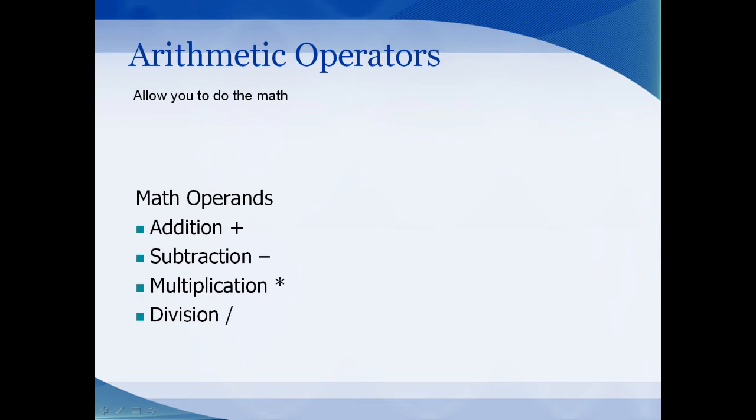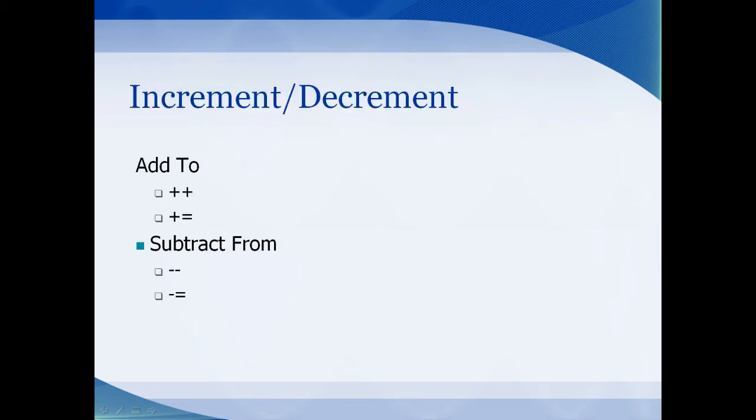You've seen some of the standard addition, subtraction, multiplication, with the star, and division with the slash. But there are a few more you need to know about. There are some that allow you to add and subtract from the value of a variable. The first one is the plus plus operator. It just adds 1 to the value of the variable.